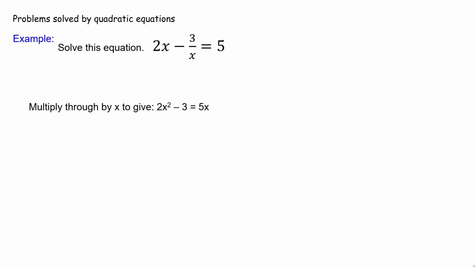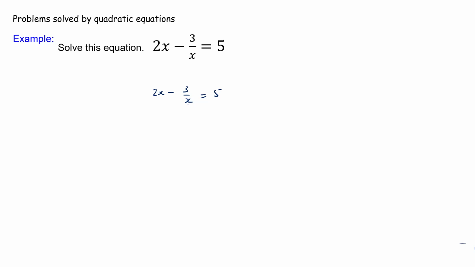So for this example, we've got 2x minus 3 over x equals 5, and it says solve the equation. So let's just rewrite that here. 2x minus 3 over x is equal to 5.